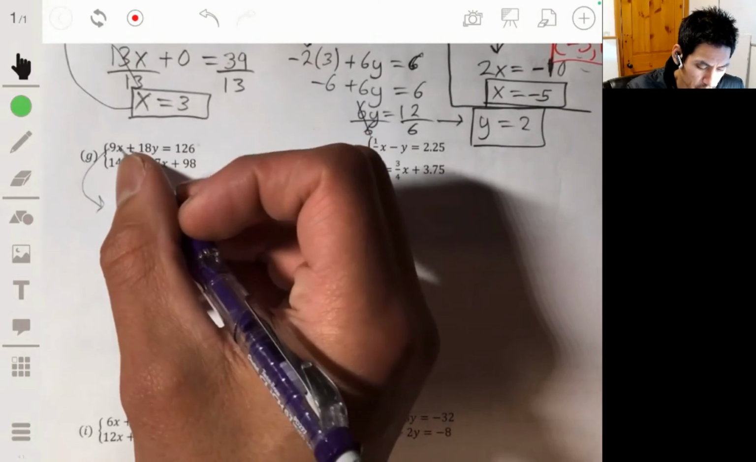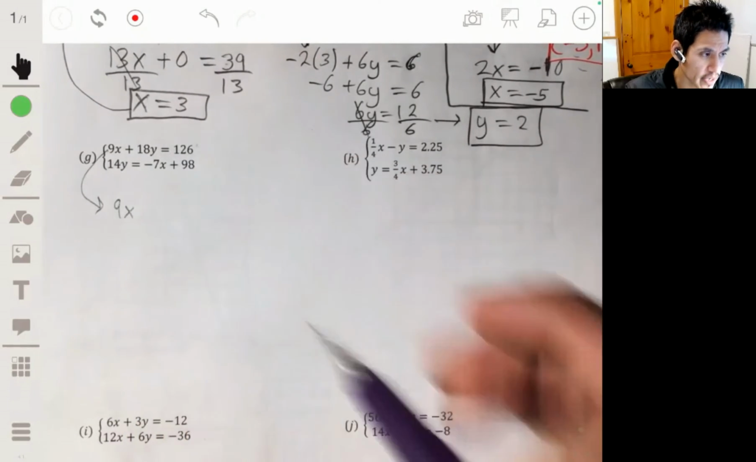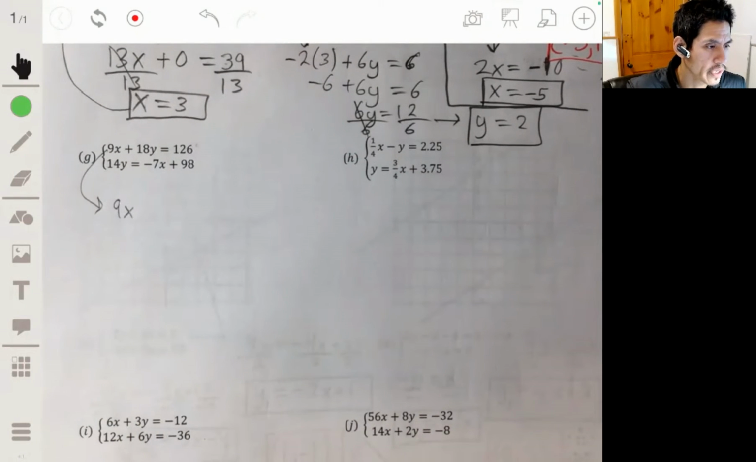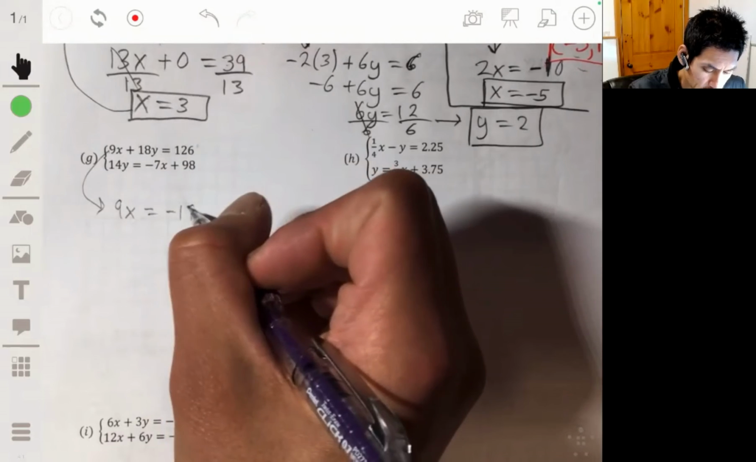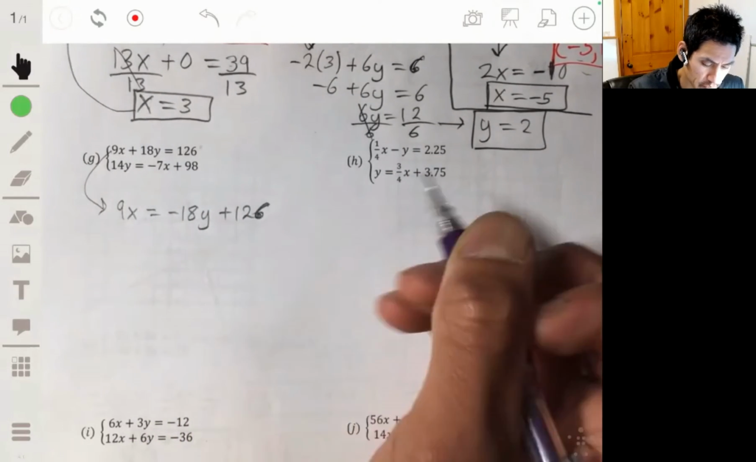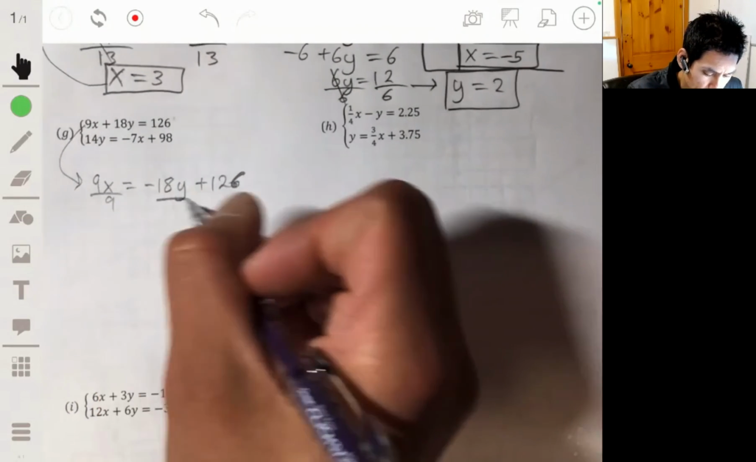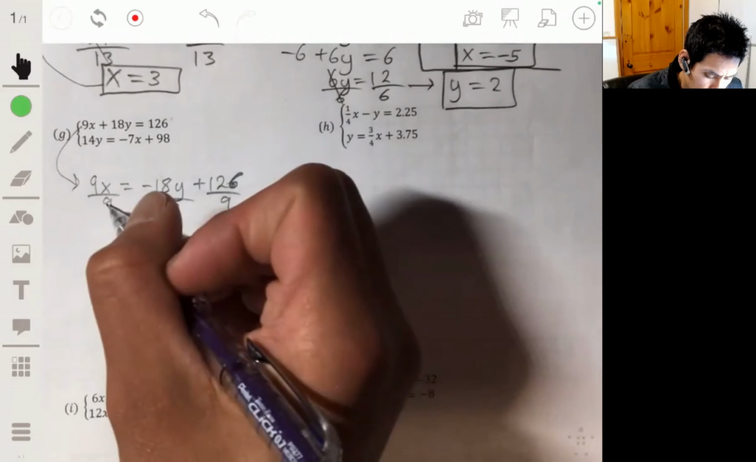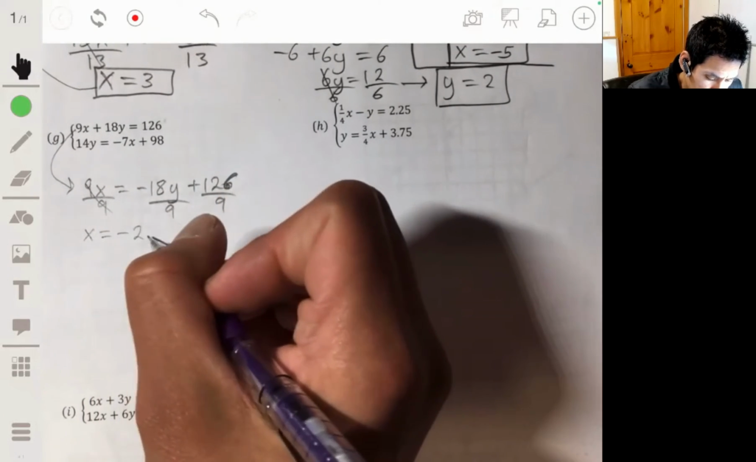So take away 18y from both sides. So we get then. Make sure my camera is working. Yeah, take away 18y. So we get 9x is negative 18y plus 126. So we're going to use the substitution method. Divide everything by 9. Get x is negative 2y.